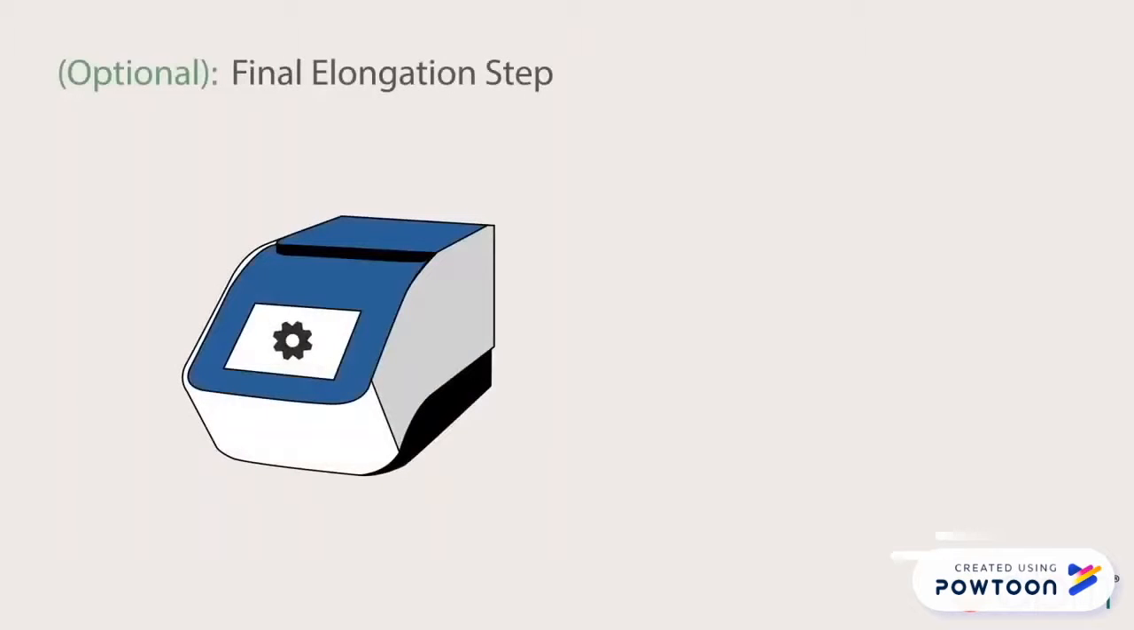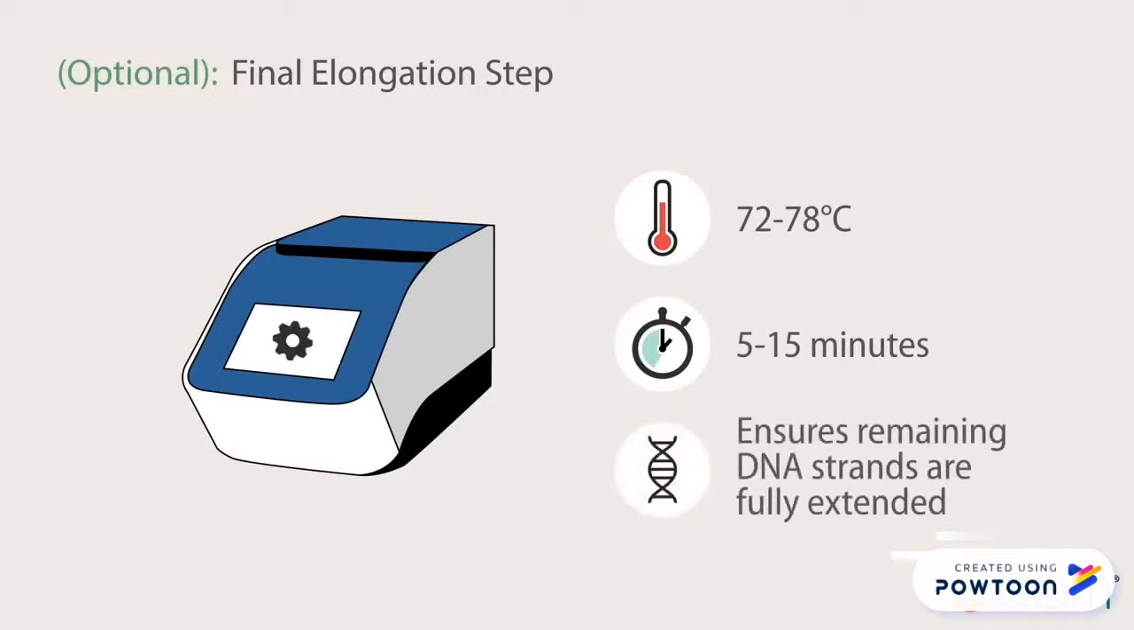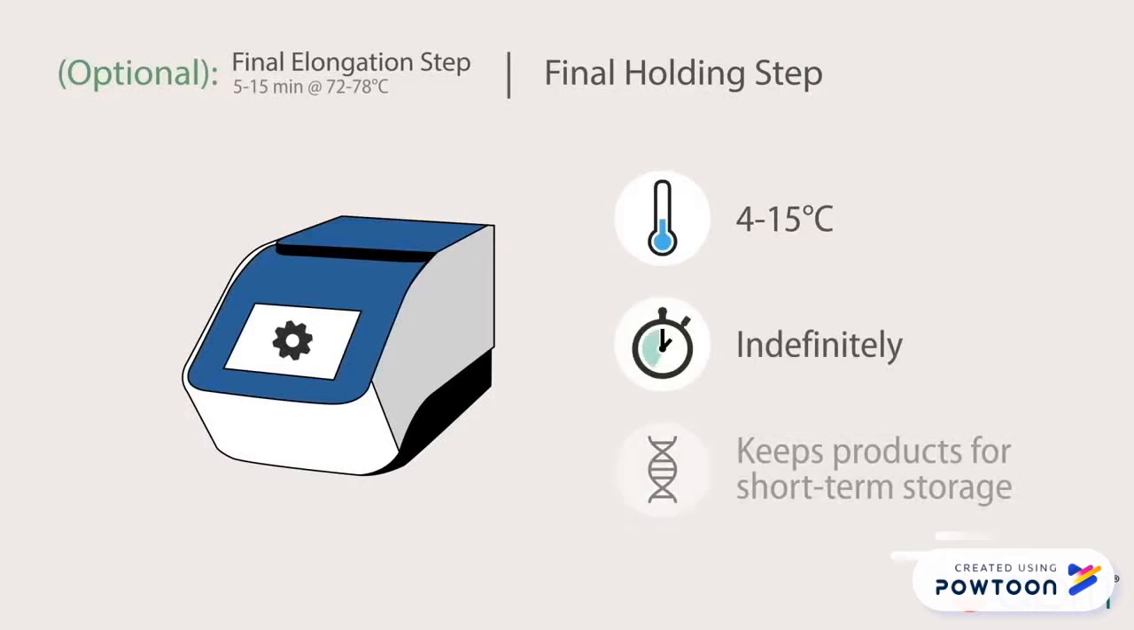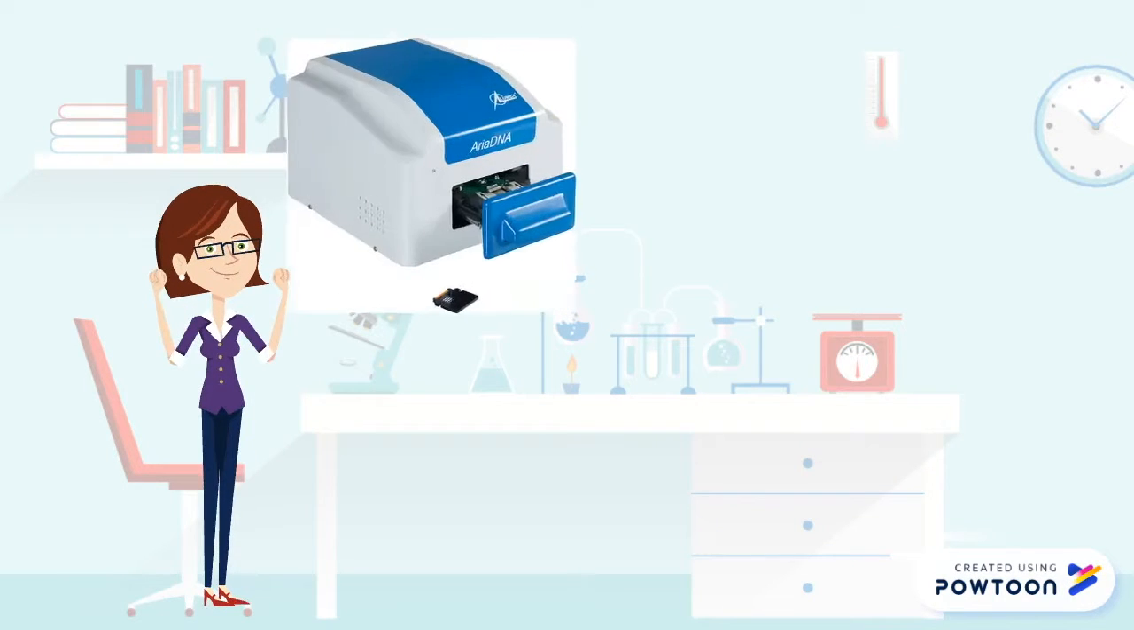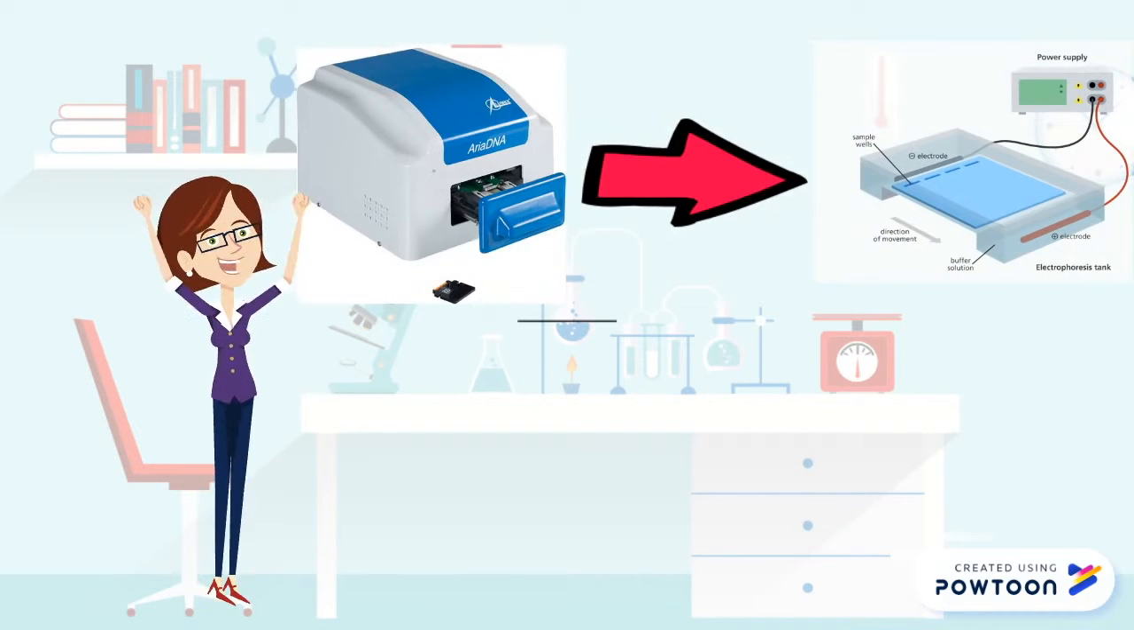At the final elongation step, the temperature is kept at 72 to 78 degrees Celsius for 5 to 15 minutes to ensure the remaining single-stranded DNA is fully extended after the last PCR cycle. And a 4 to 15 degrees Celsius temperature is used in the holding step to keep products for short-term storage. The result of the PCR reaction is then visualized by using gel electrophoresis.